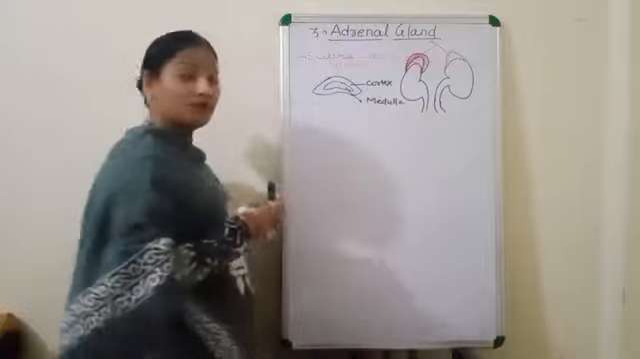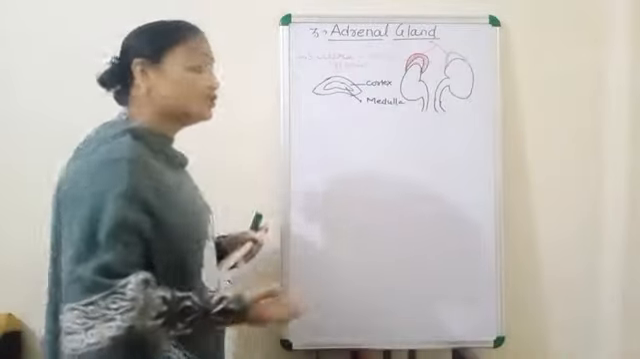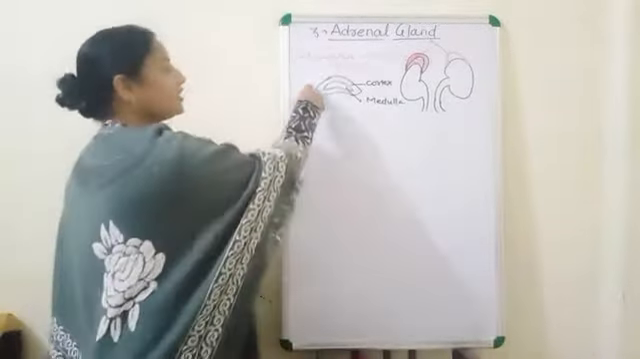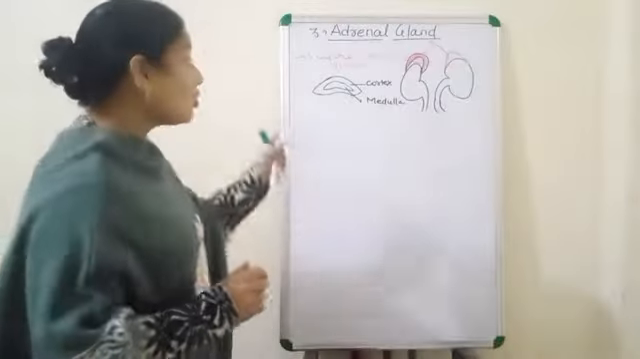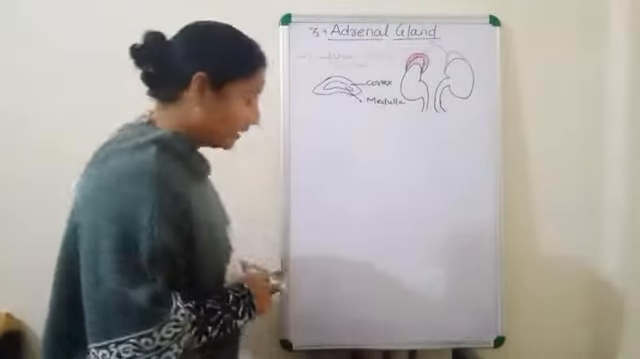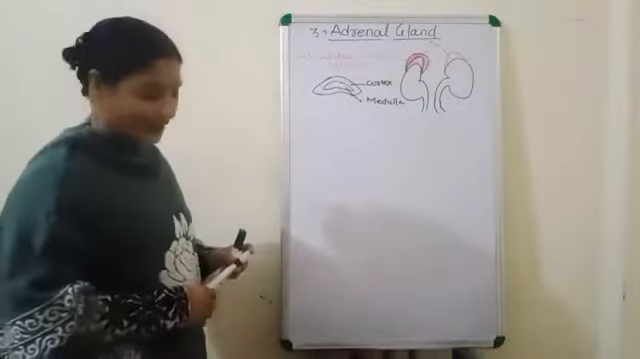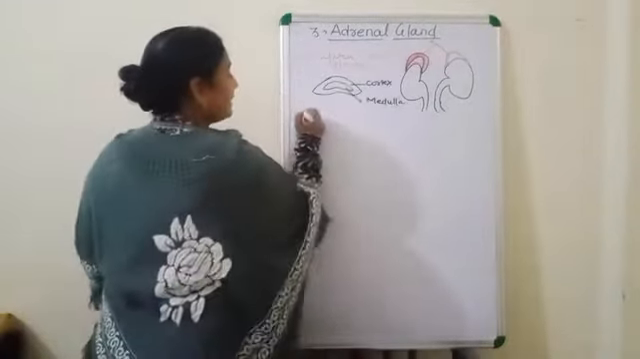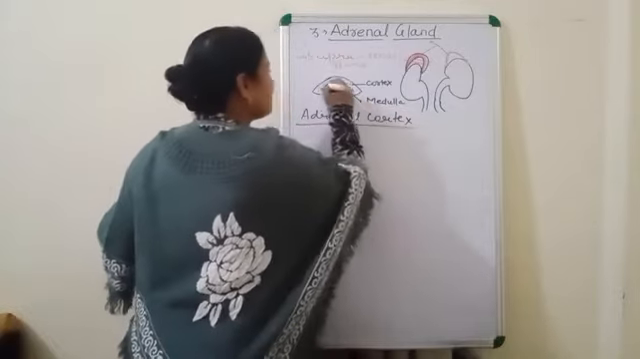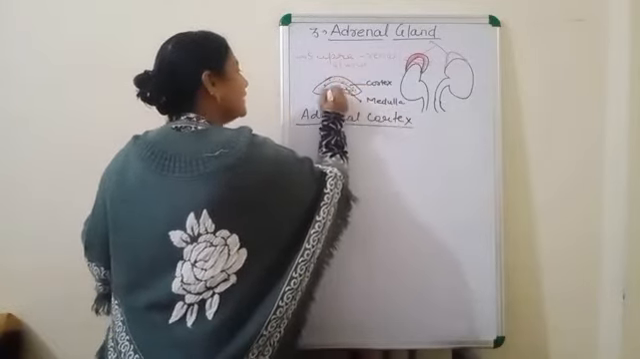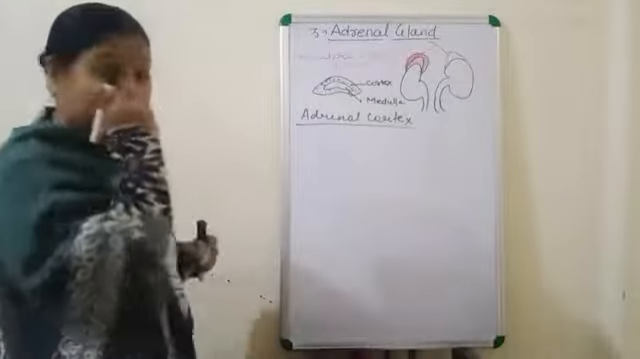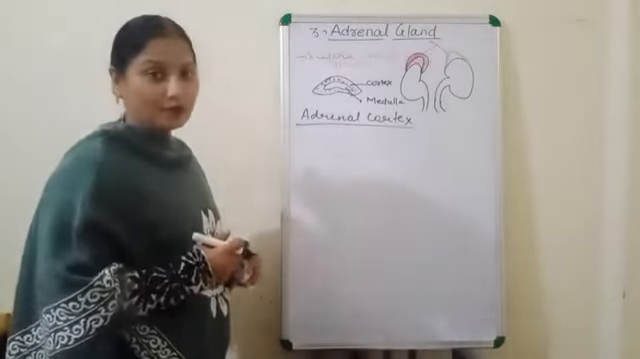Okay, now both these parts secrete different hormones. So first we will see the hormones which are secreted by the cortex of the adrenal gland. Clear? Now see, hormones secreted by the adrenal cortex. Hormones secreted by this part of the gland. It secretes three different types of hormones.